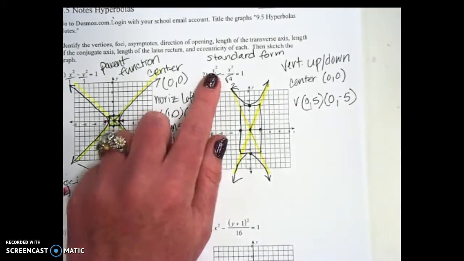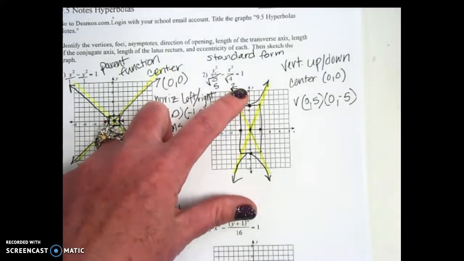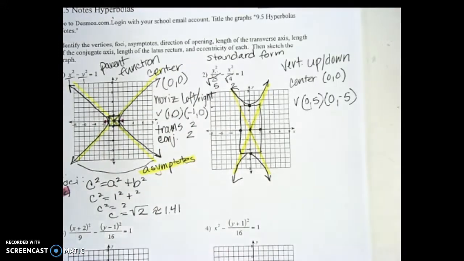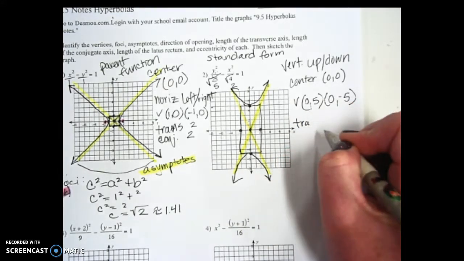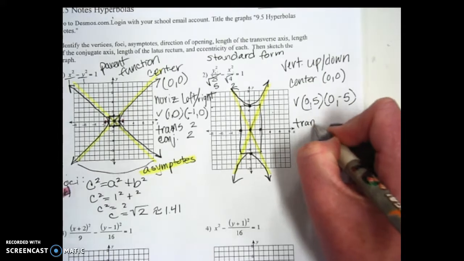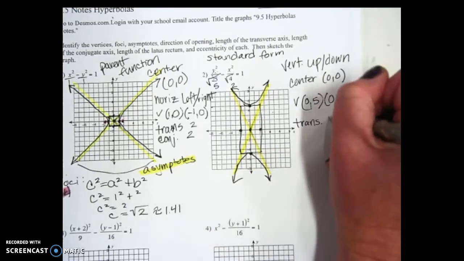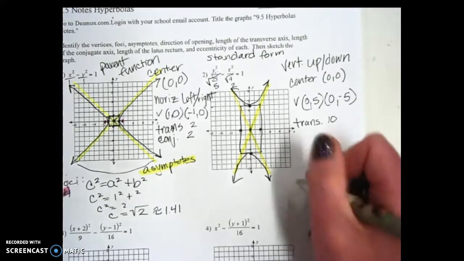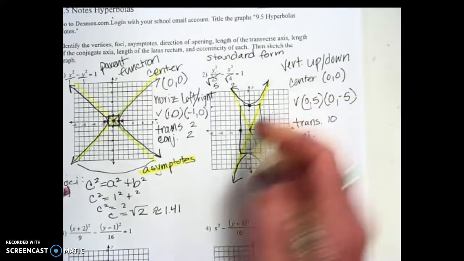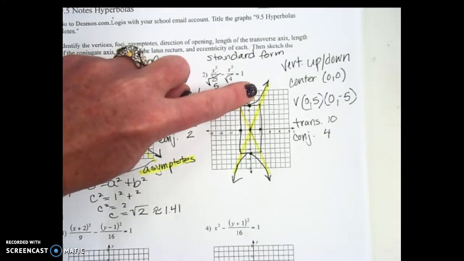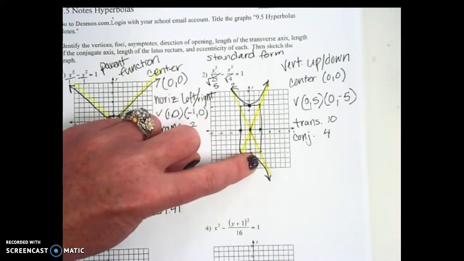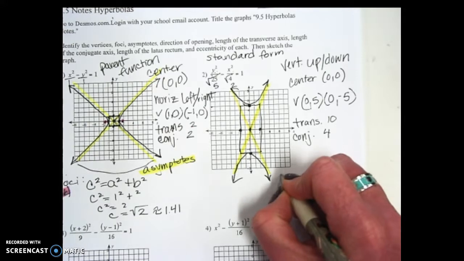So because the y term came first, we're going up and down on these instead of right and left. Okay? The transverse axis is the longer one, so it's 10 units. And the conjugate axis, the shorter one, was 2 units, so double it, you get 4. Okay? Now all we need is that foci point. And it's going to be in this area somewhere, and then you're going to have a symmetrical one in this area somewhere. So let's do that equation.